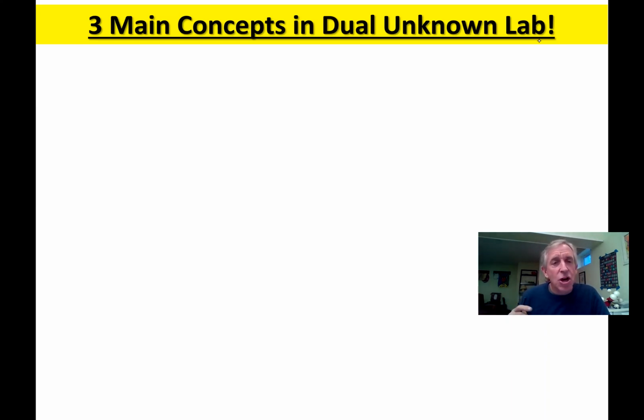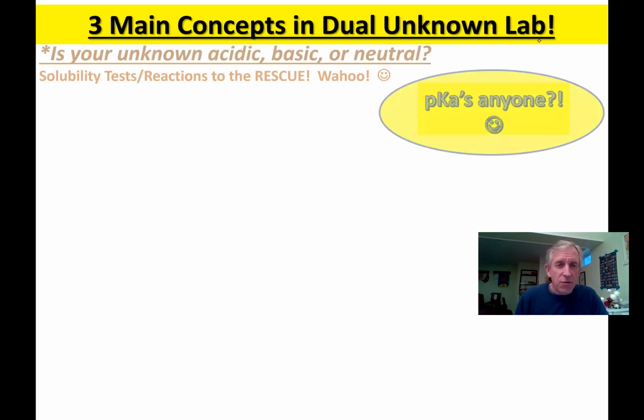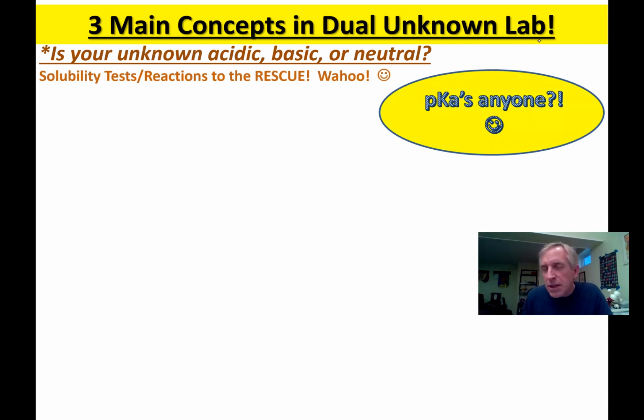Okay, so let's look at the three main pieces of data that you are going to be looking at to help you identify these unknowns and what these concepts represent. The first one will be acid-base properties. We're going to look at the acid-base properties of your unknowns and see if that can tell us something more about your unknowns.